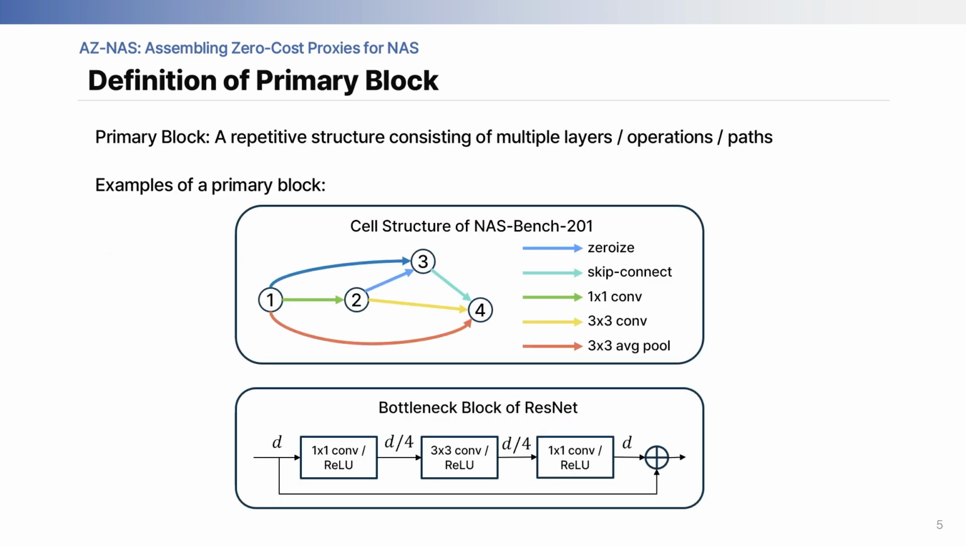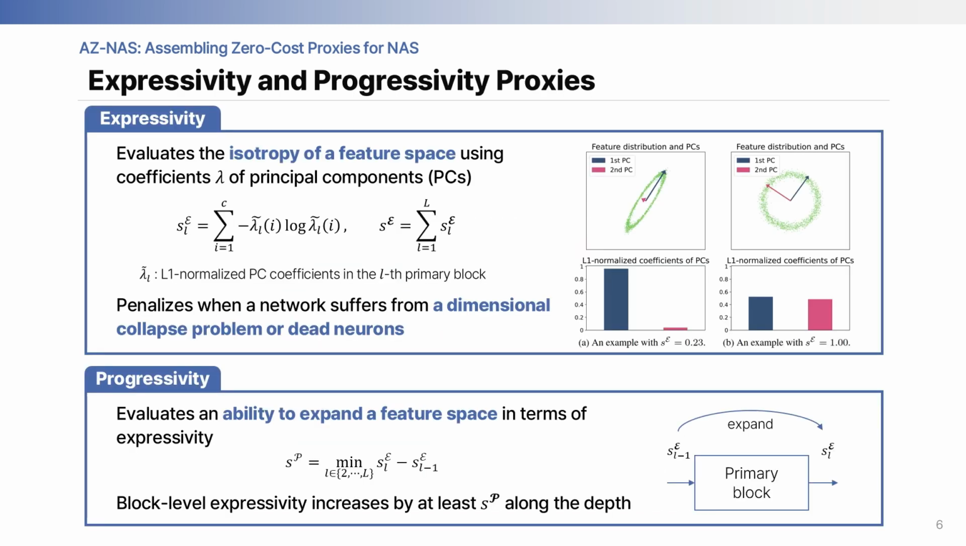Therefore, we develop a novel set of zero-cost proxies that analyze features and their gradients obtained from primary blocks. Here, we define a primary block as a repetitive structure that may contain multiple layers, operations, or paths. For example, we treat the cell structure of NAS Bench 201 or the bottleneck block of ResNet as a primary block. Now we will introduce our zero-cost proxies that are developed in terms of expressivity, progressivity, trainability, and complexity.